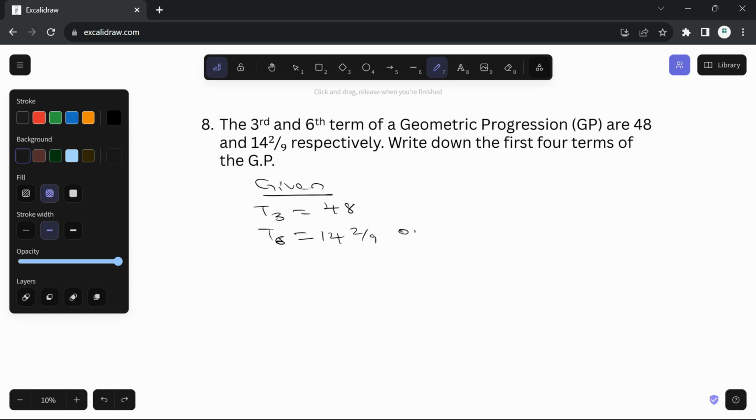Welcome back. How can we do this? We say 9 times 14 plus 2, and that is 128 divided by 9. So that is our sixth value.